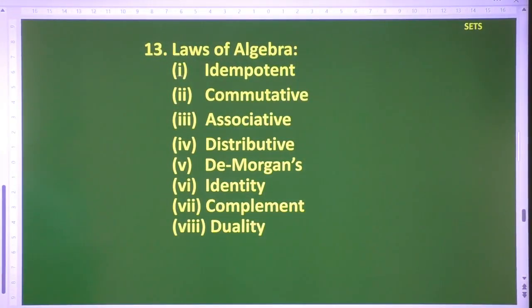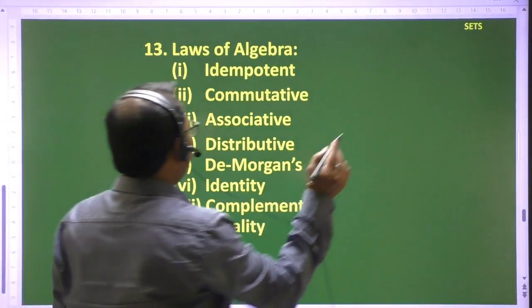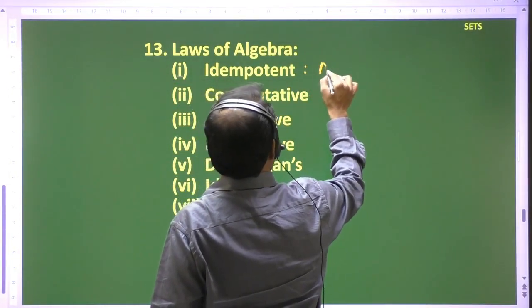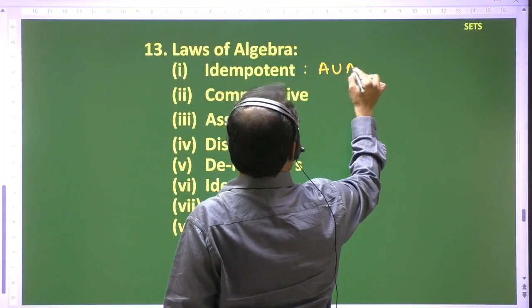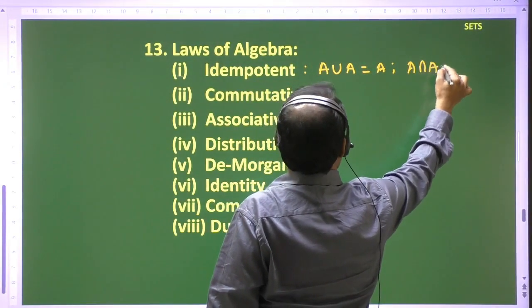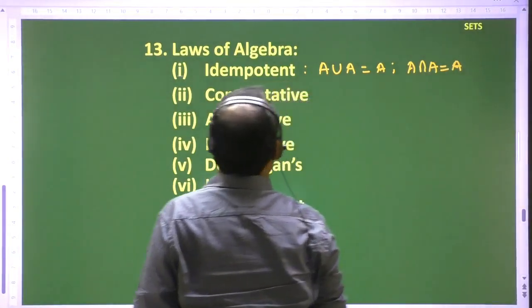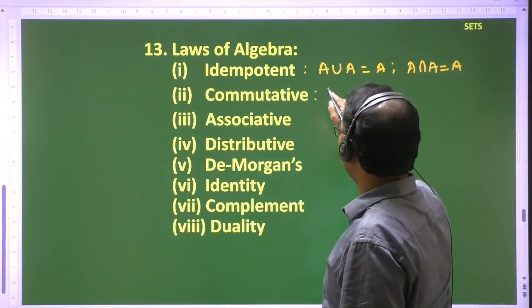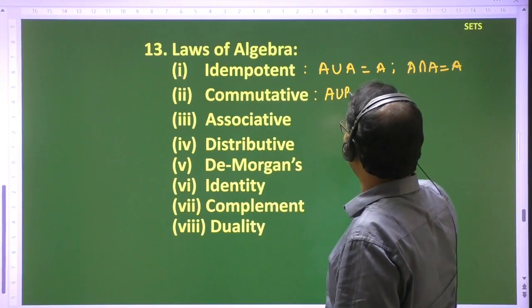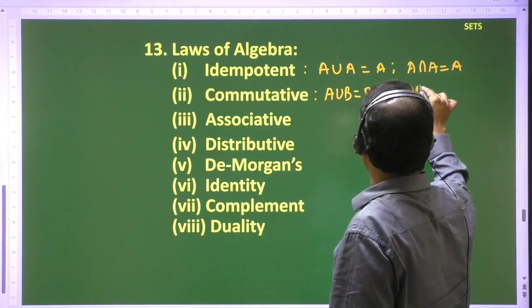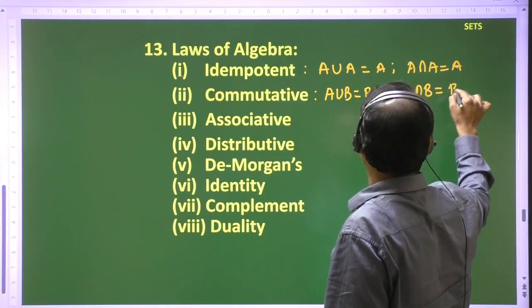Laws of algebra. Some important laws of algebra. Number 1 is known as the idempotent law. If you take any set A and take the union with A, you will get A. If you take any set A with intersection with itself, you will get A. Now the commutative law. You know that the union property is commutative. A union B is the same as B union A. A intersection B is the same as B intersection A.